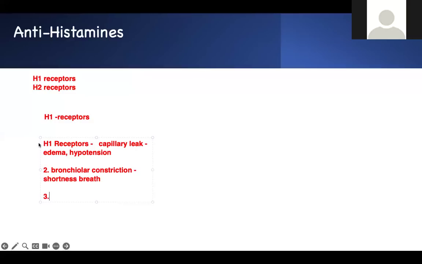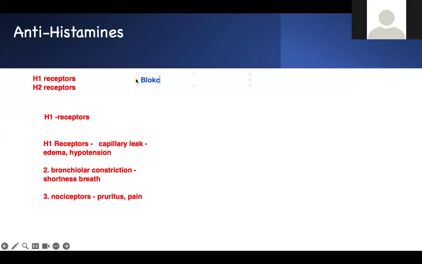The third thing they do is they activate nociceptors, basically pain receptors. So you have pruritus, and maybe pain. So these H1 receptors can cause hypotension, can cause edema, they can cause bronchial constriction, they can cause pain and pruritus, it causes itching. So the function of H1 blockers is to prevent all these things.